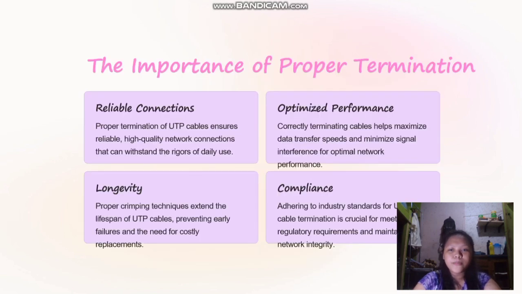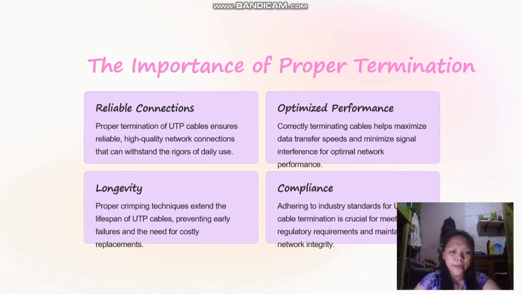The importance of proper termination. Reliable connections. Proper termination of UTP cables ensures reliable, high quality network connections that can withstand the rigors of daily use. Optimize performance. Correctly terminating cables helps maximize data transfer speeds and minimize signal interference for optimal network performance.